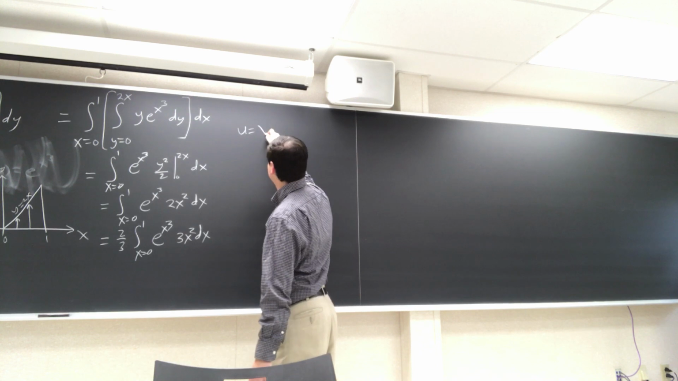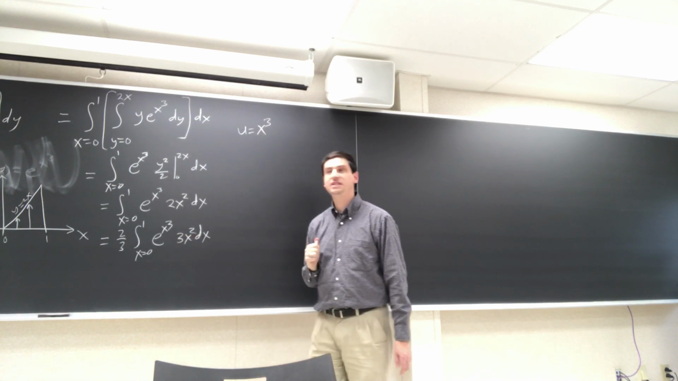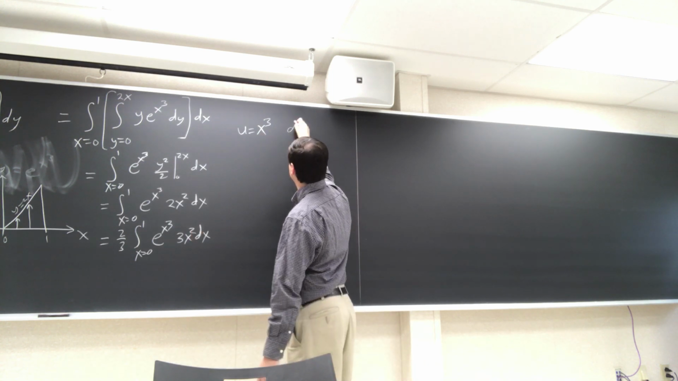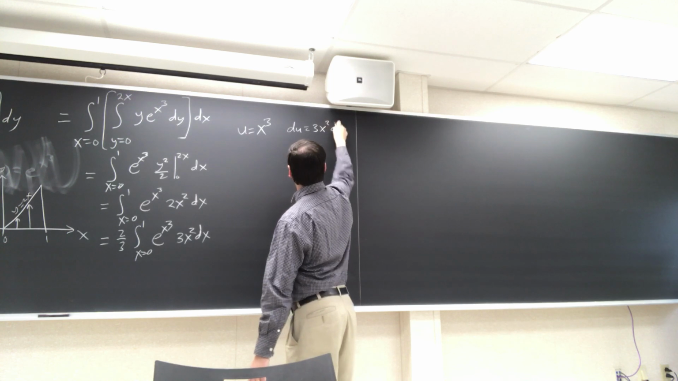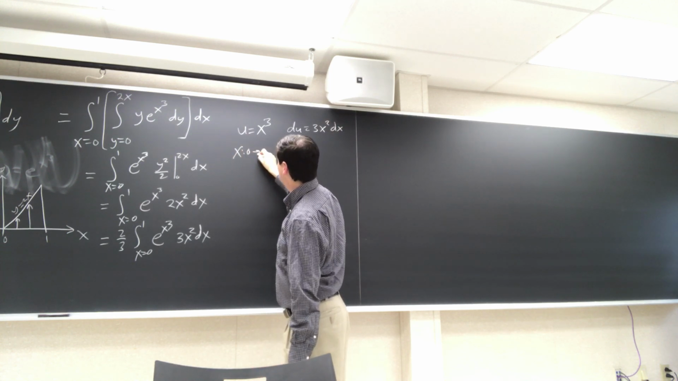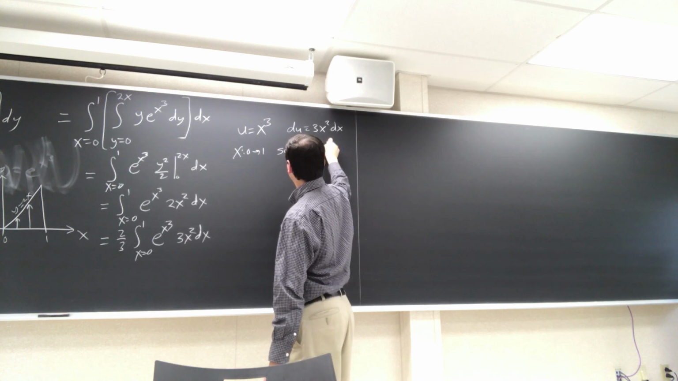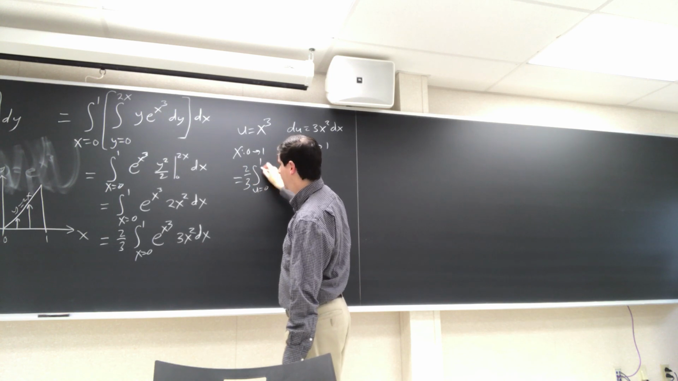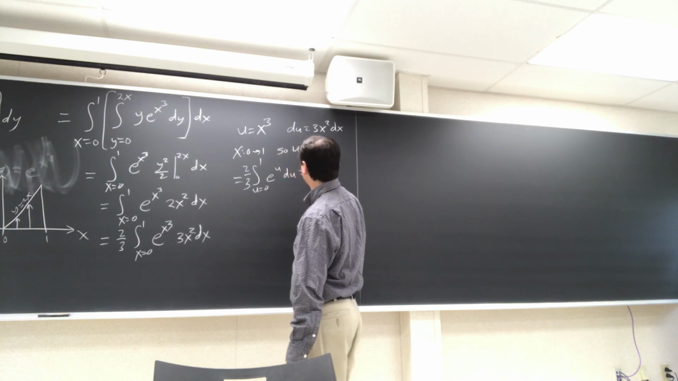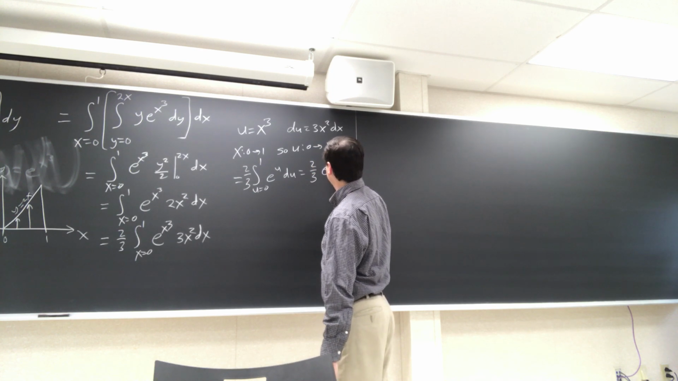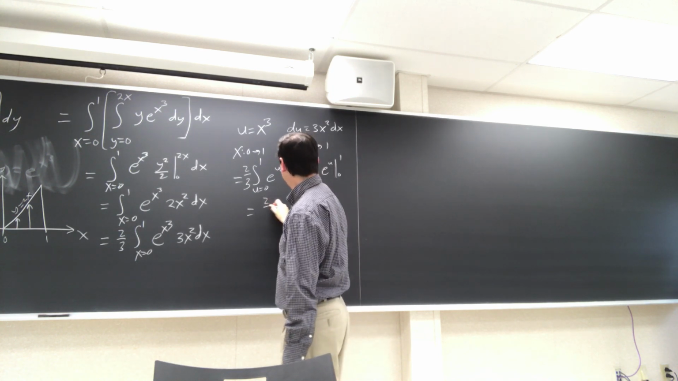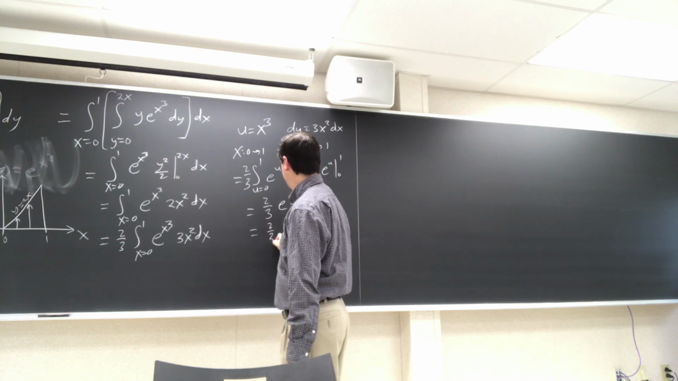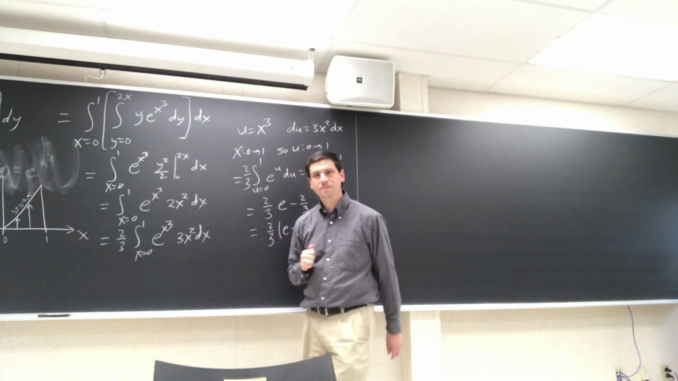I prefer, I think, doing u equals x cubed, but you could actually do it as e to the x cubed as well. You would just have, the integration would just become du. So u is x cubed, du is 3x squared dx. X goes from 0 to 1, so u goes from 0 to 1. So we get 2/3, u goes from 0 to 1, e to the u du. So we get 2/3 e to the u at 0 and 1. So we get 2/3 e minus 2/3, or 2/3 (e minus 1).